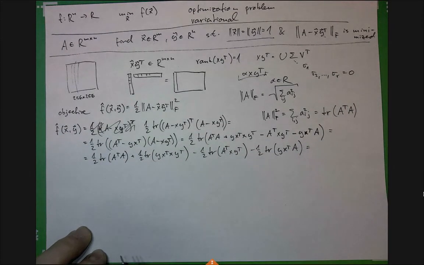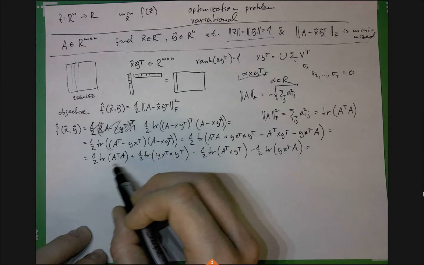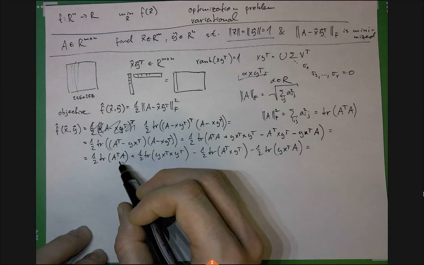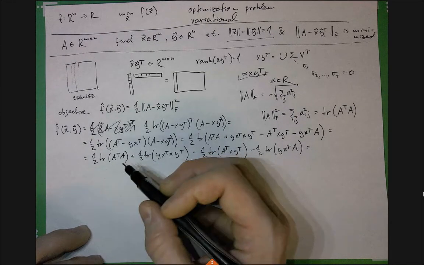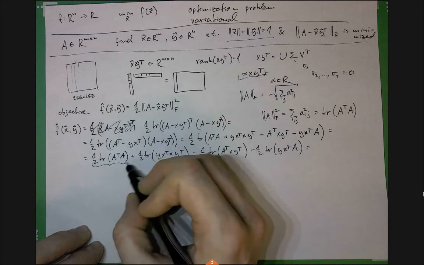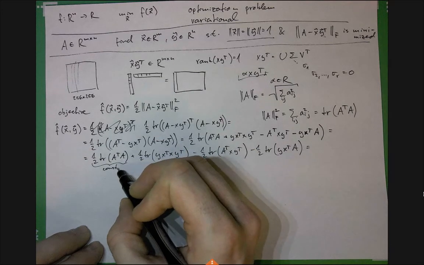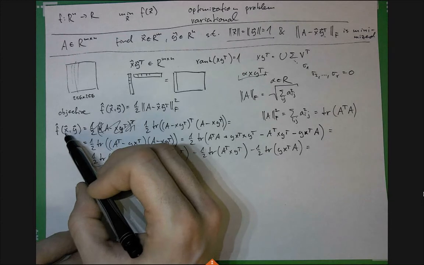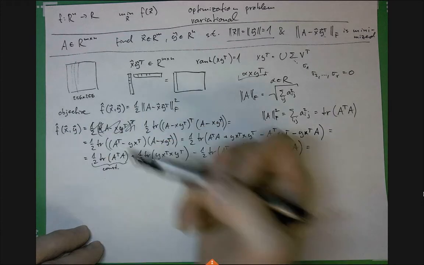So what is this? So the A matrix, that was given to us, right? That's the input. So this thing is just some constant, right? It doesn't depend on X or Y, right?